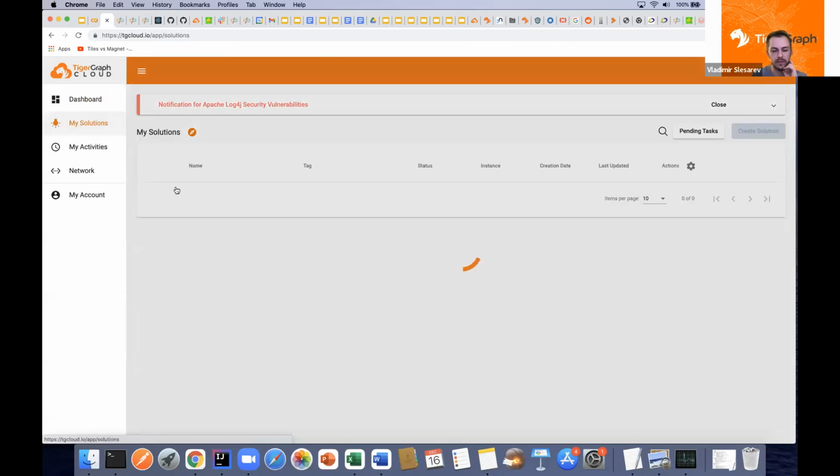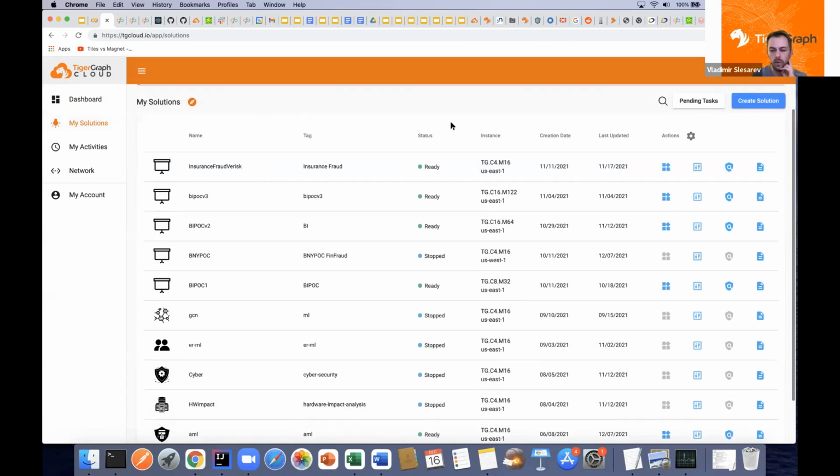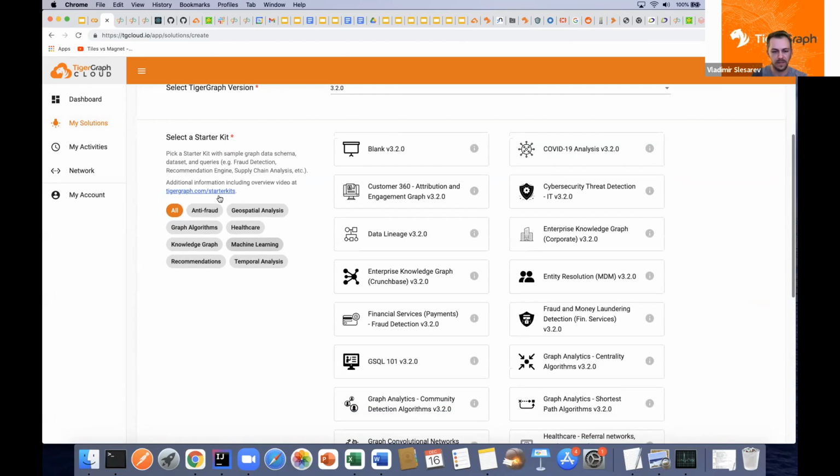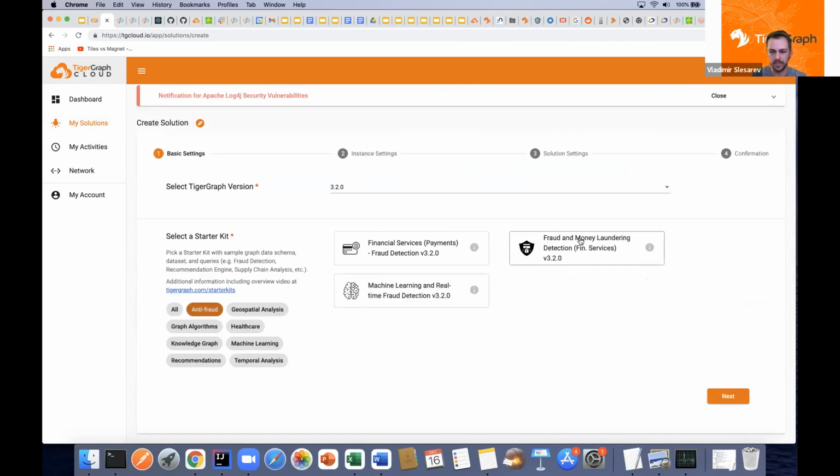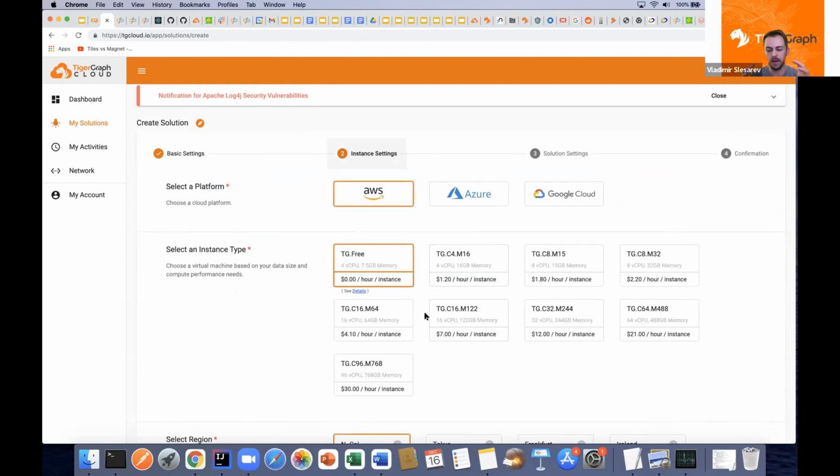And when you get in here and go into the My Solutions tab, you're able to spin up basically the solution that I just talked about. So I click on Create Solution. Let's say I was talking about an anti-fraud use case. We have all sorts of different use cases. When I deploy a fraud or money laundering detection use case, what I'm getting out of the box is a schema, a bunch of queries, and data upon which I can perform all of this exploration. It's a test bed to let you play around with the system to start off.